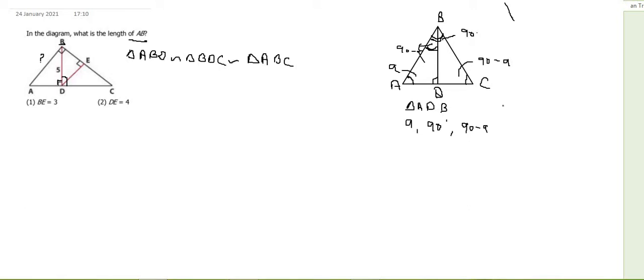Similarly, if you look at triangle BDC, we know one of the angles is 90 degrees. Another angle is already 90 minus A. So this one has to be A, right? So one of the angles will be A there.